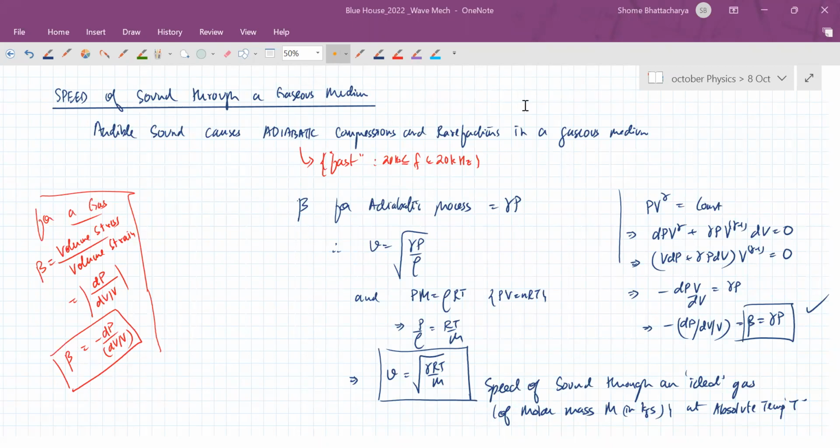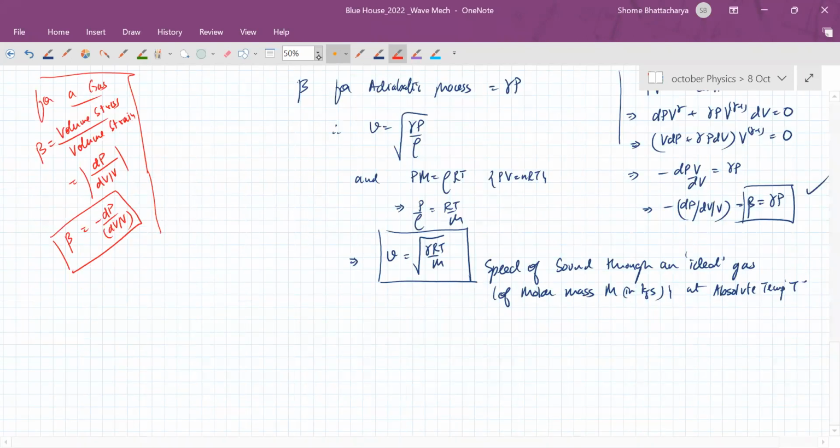Okay, so by the way, from a theory knowledge point of view, this particular formula that we have for speed of sound is called the Laplace correction formula.